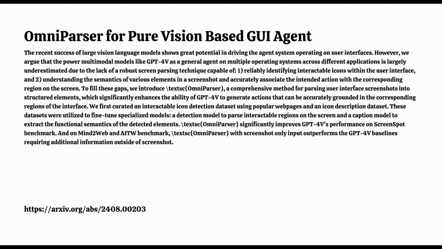But what about the icon description model? Teaching AI to understand the function of an icon seems like a much trickier task. It is. And they got creative here, too. They actually turned to GPT-4, the language model, for help. They took screenshots from a variety of interfaces and used GPT-4 to generate descriptions of the icon's potential functions. So they use one AI to teach another AI. That's pretty meta. It is.